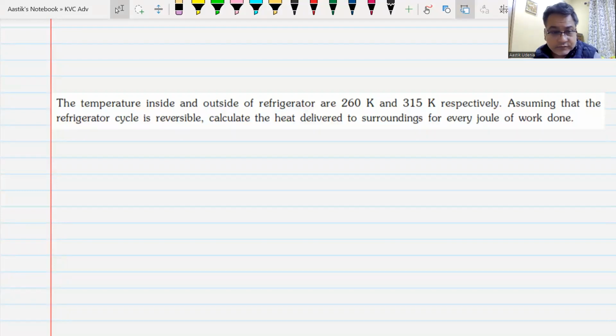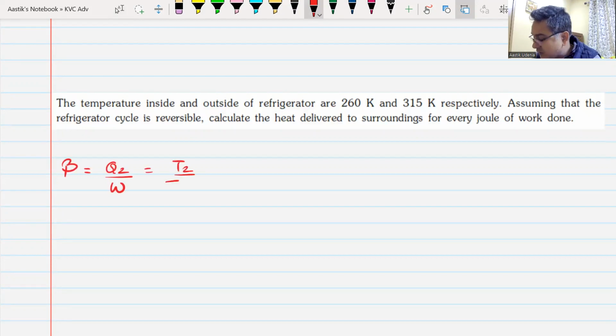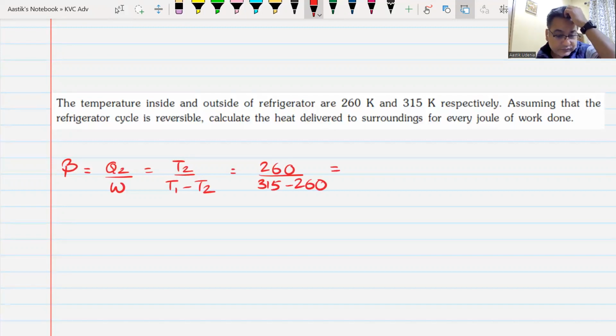So 52 by 11. So how are we supposed to do this? We just have to find the coefficient of performance beta. Yes or no? Q2, heat taken out, divided by work done, which is nothing but T2 upon T1 minus T2. Yes. T2 is 260 divided by 315 minus 260. Yes or no? Yes, sir.